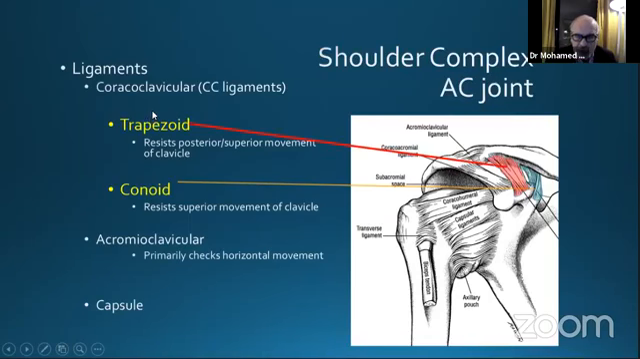The coracoclavicular ligament, as you all know, has the trapezoid and the conoid. The trapezoid resists the posterosuperior movement of the clavicle. This is one direction. And the conoid resists the superior movement of the clavicle. So the combined effect of trapezoid and conoid will limit the superior and the posterior movement of the clavicle. The acromioclavicular ligament primarily restrains the horizontal movements of the acromioclavicular joint.